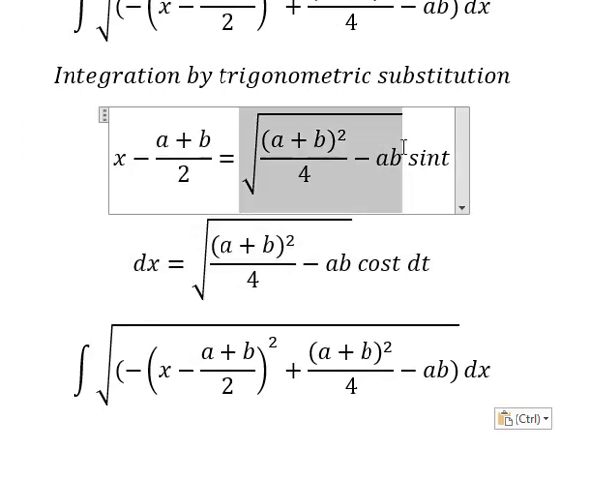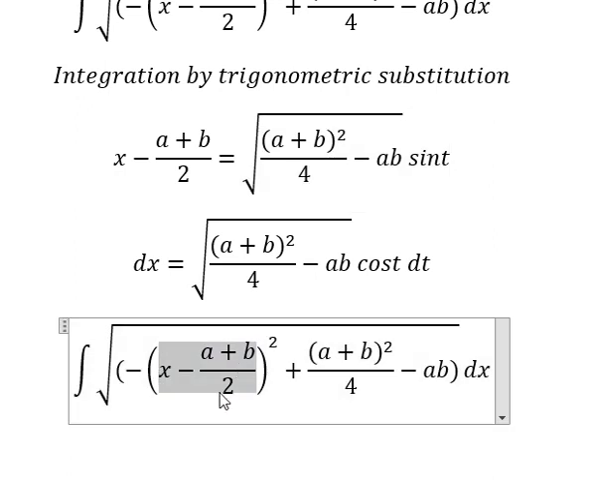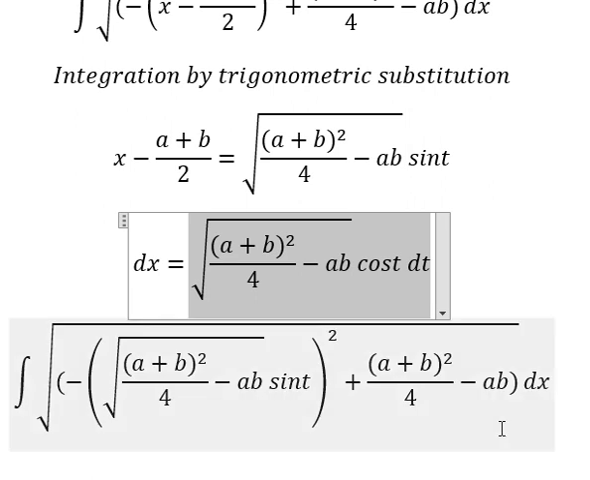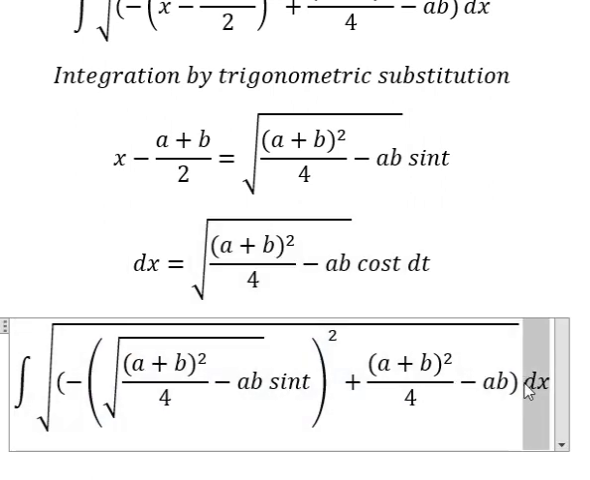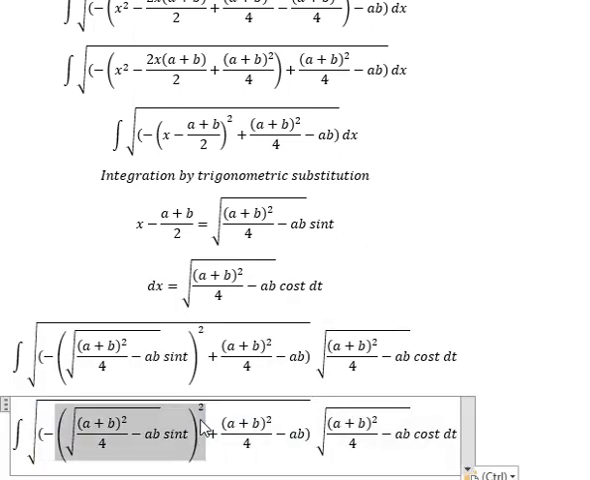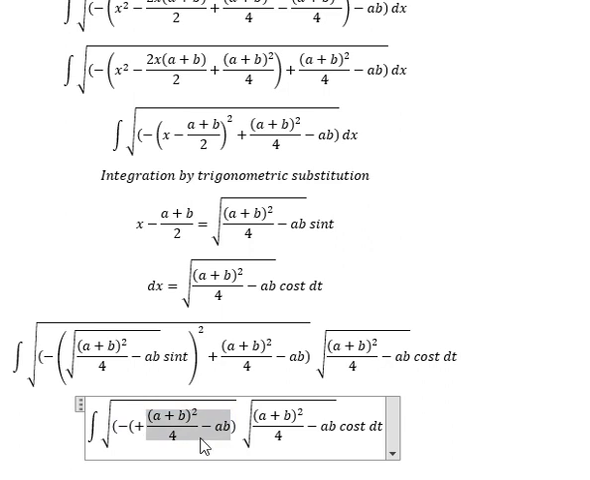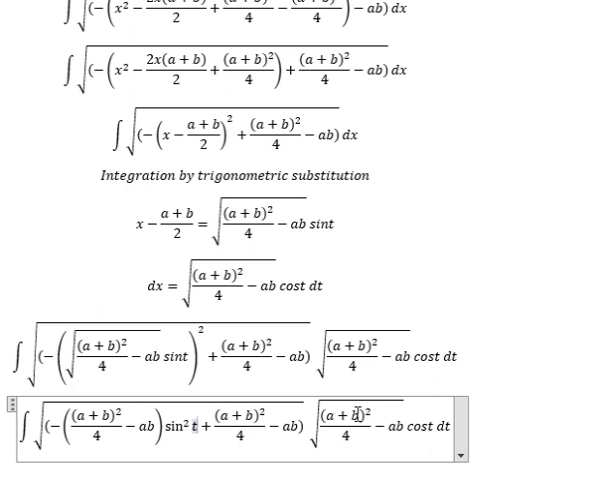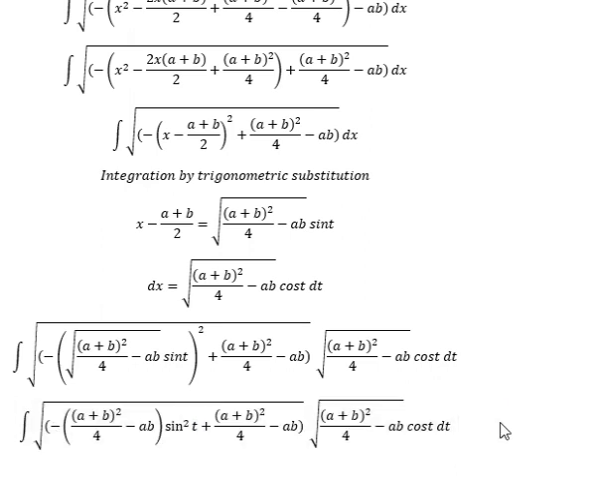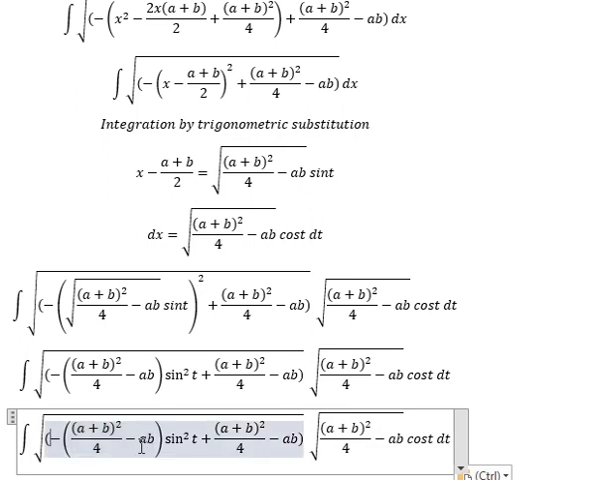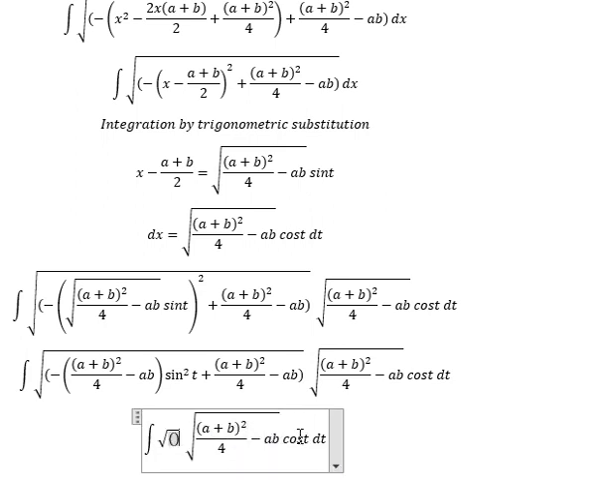So I will put this one in here, and dx is this one. So this one is this one multiplied by sine squared t. Later, we can do factorization by this one. So that should be like this.